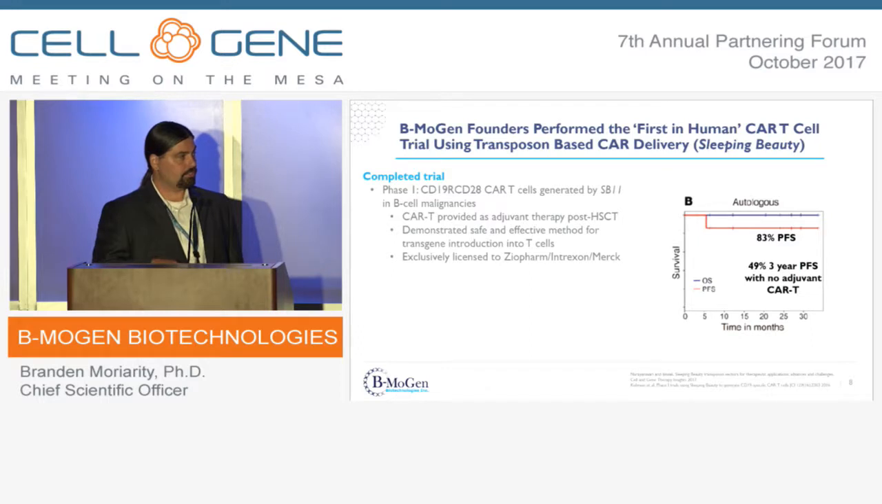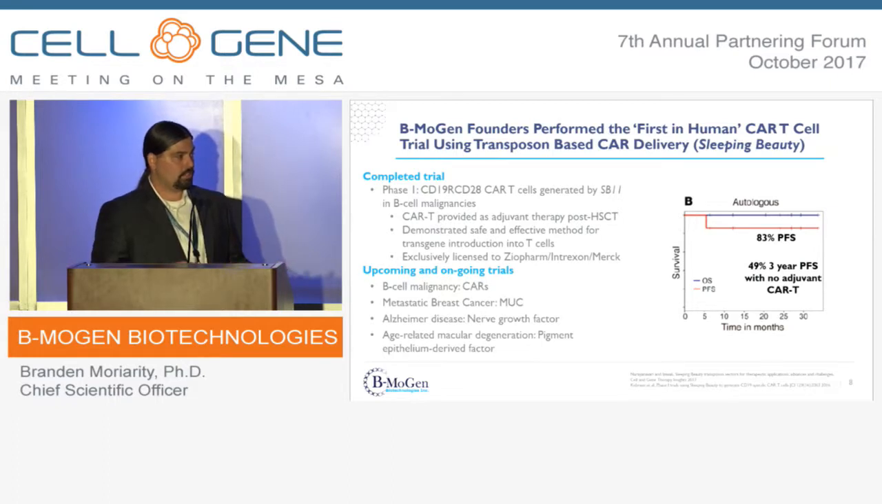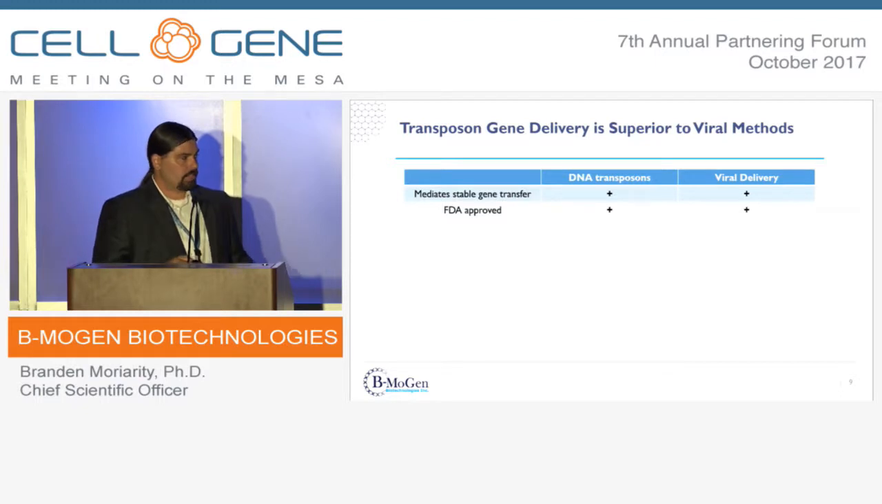As I mentioned earlier, this has been exclusively licensed to Ziopharm, Intrexon and Merck, so it is not really available for other cellular-based therapies, and that's why we're developing alternative transposon systems that are still available for use for cellular therapies. Not only can you do this for T-cell therapies, but you can also use them for many other diseases, including genetic diseases, which are listed here in some of the upcoming trials, specifically with the Sleeping Beauty transposon system.